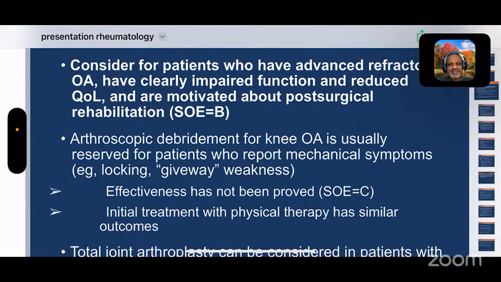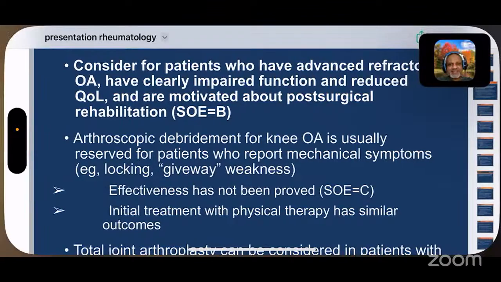Giving way is a physical sign where the limb initially resists force, but then suddenly collapses, losing all strength. So the last option is surgery, and its effectiveness has not been proved. Initial treatment with physical therapy has a similar outcome. Total joint arthroplasty can be considered in patients with more extensive disabling knee or hip osteoarthritis.